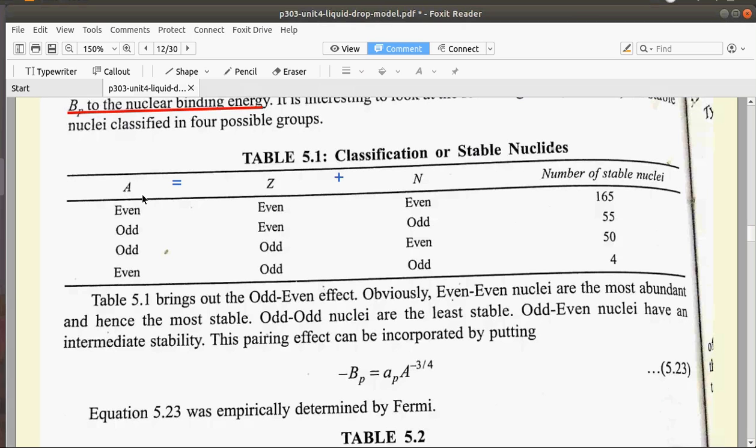Now nuclei with an odd number of nucleons are acceptable. In this, if Z is even and N is odd, and if Z is odd and N is even, both cases are acceptable. The only problem comes with the last system, the even A with odd-odd combination. These kinds of nuclei are least stable.